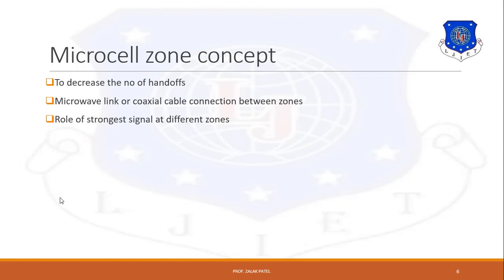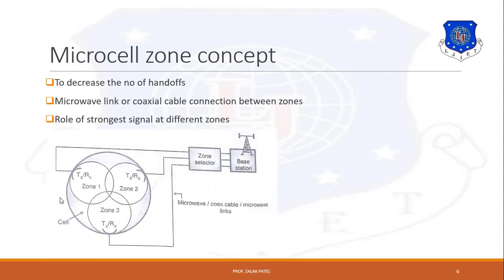First of all, consider this figure. Here in this figure there are three zones with transmitter and receiver setup shown. You can see zone 1, zone 2 and zone 3. Three different zones are connected with radio equipment. For establishment of connection between zones and base station, microwave link and or coaxial cable can be used, and it is connected with the zone selector.